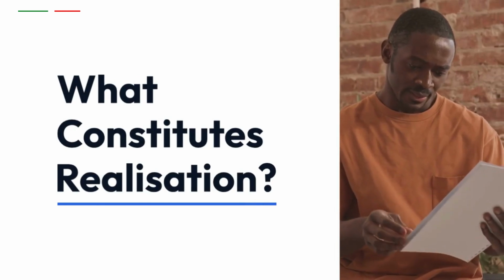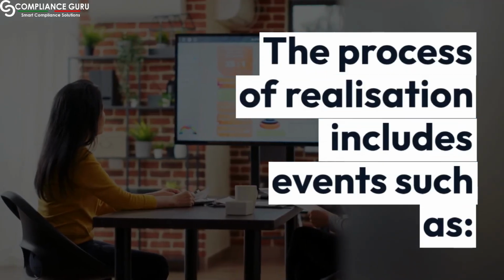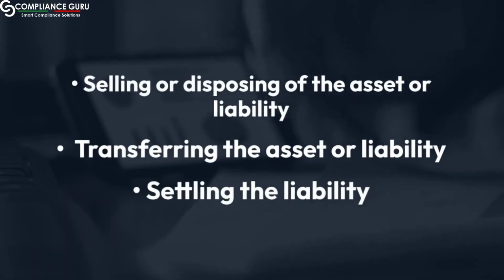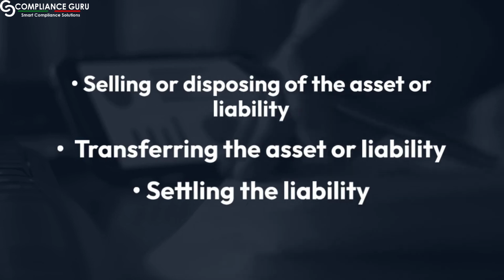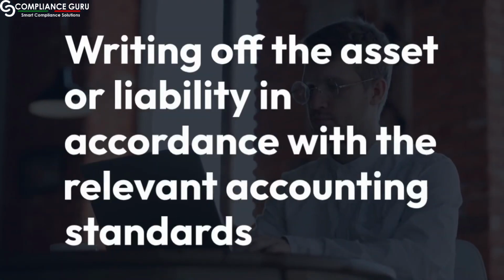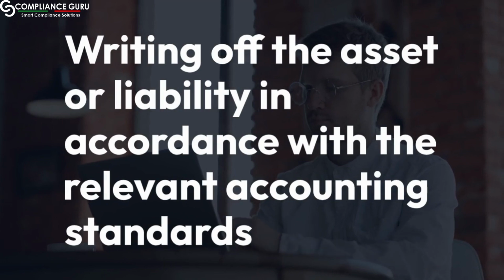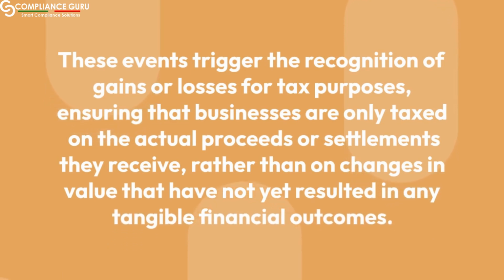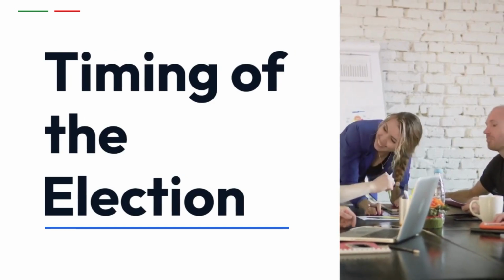What constitutes realization? The process of realization includes events such as selling or disposing of the asset or liability, transferring the asset or liability, settling the liability, or writing off the asset or liability in accordance with the relevant accounting standards. These events trigger the recognition of gains or losses for tax purposes, ensuring that businesses are only taxed on the actual proceeds or settlements they receive, rather than on changes in value that have not yet resulted in any tangible financial outcomes.